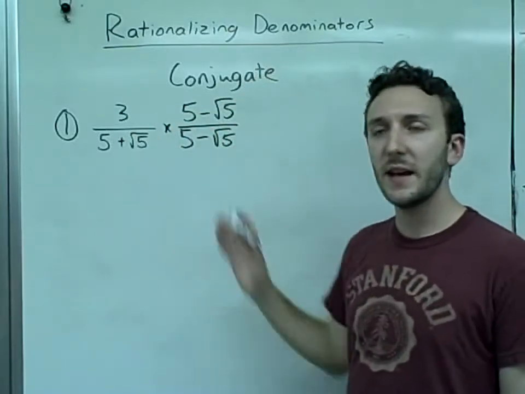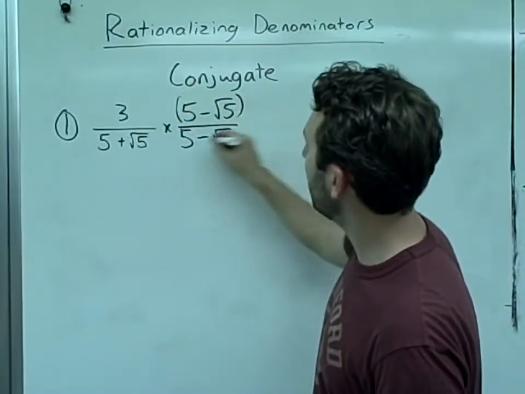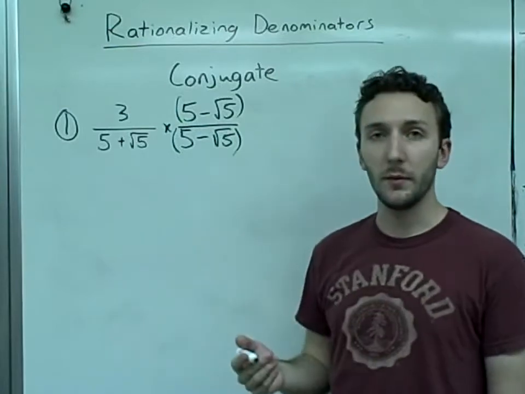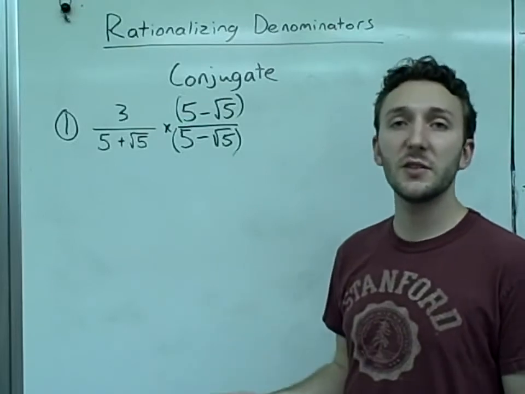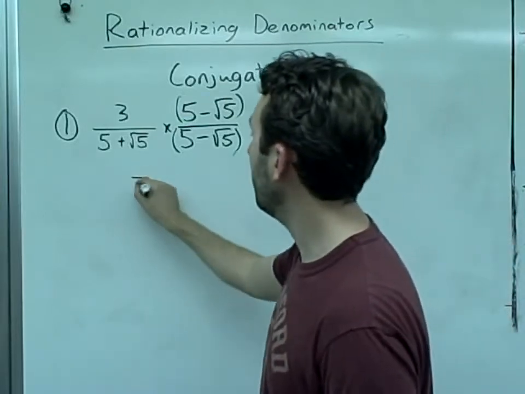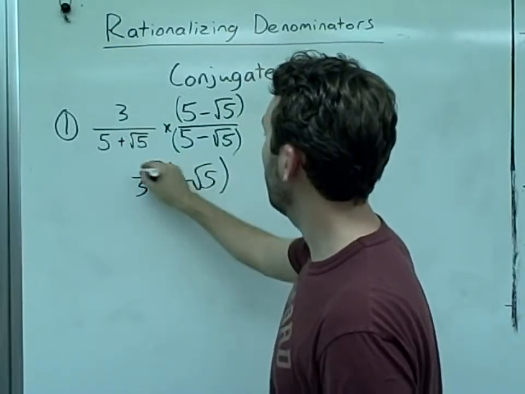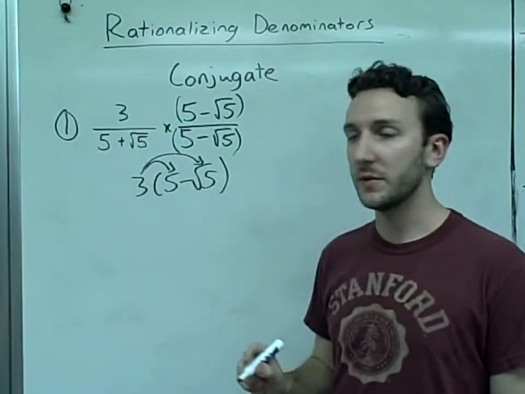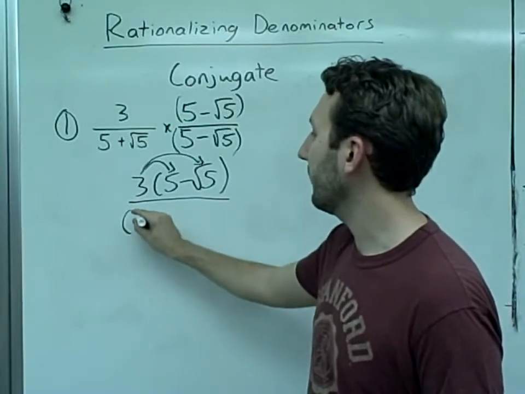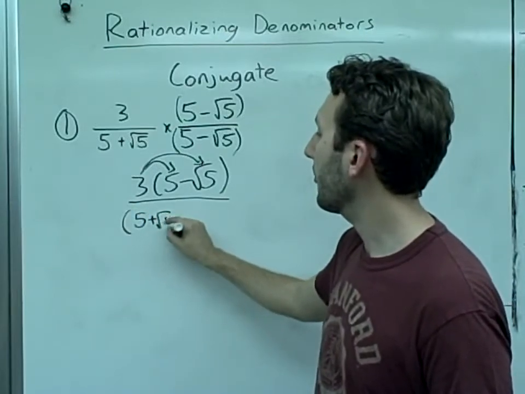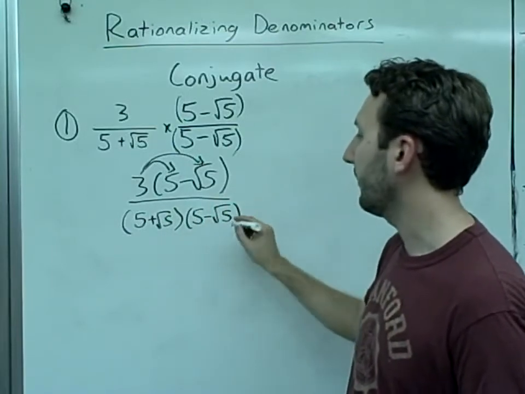How do we make sense of this expression? Well, the top part's not too bad. You can treat each part of the conjugate like it's a bubble. When you multiply 3 times 5 minus radical 5, it's basically distribution. So you'll distribute that 3 onto both terms. Now the bottom is a little trickier, because what you have is 5 plus radical 5, and then you're multiplying it by 5 minus radical 5.